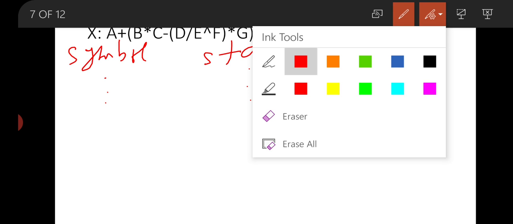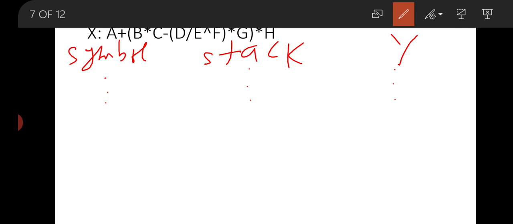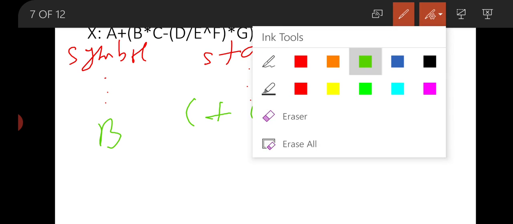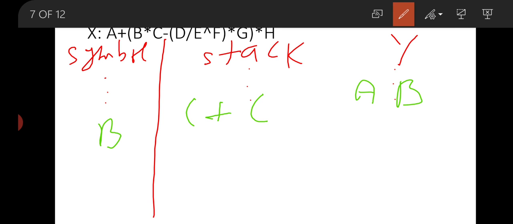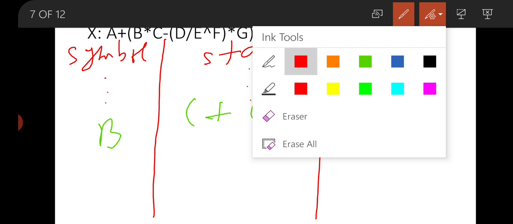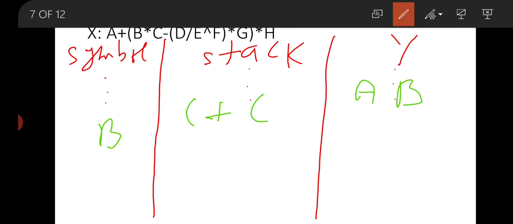Now we are going to read B, and when we have scanned B, in our stack we already have a left parenthesis, then a plus, then a left parenthesis. When we got B, we have to add it to Y. Now A and B is the value of our expression.